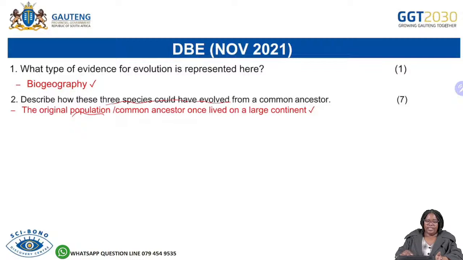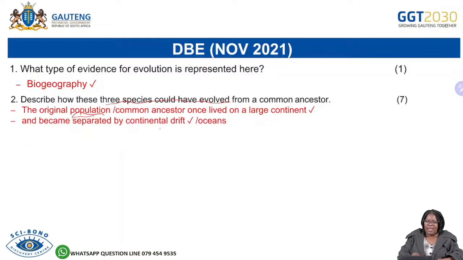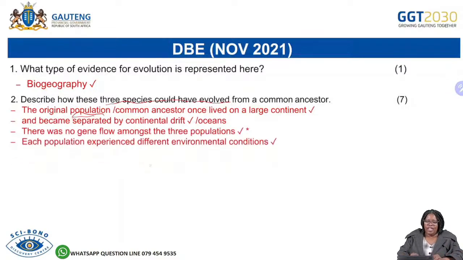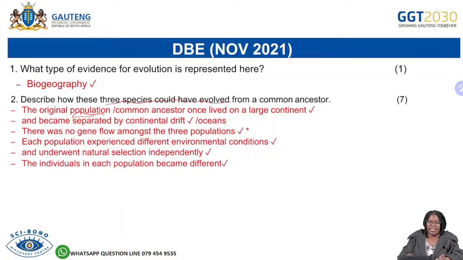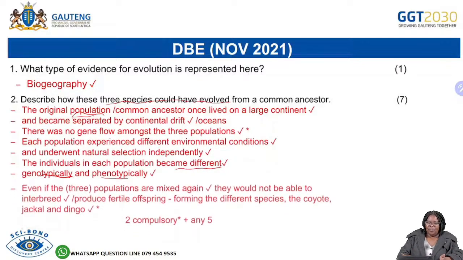So what we are saying there is the original population once lived in one large continent, then became separated by continental drift. In this case, we saw the ocean, and then there was no gene flow. If there was no gene flow, each population experienced different environmental conditions and underwent natural selection independently. The individuals in each population became different genotypically and phenotypically, right?